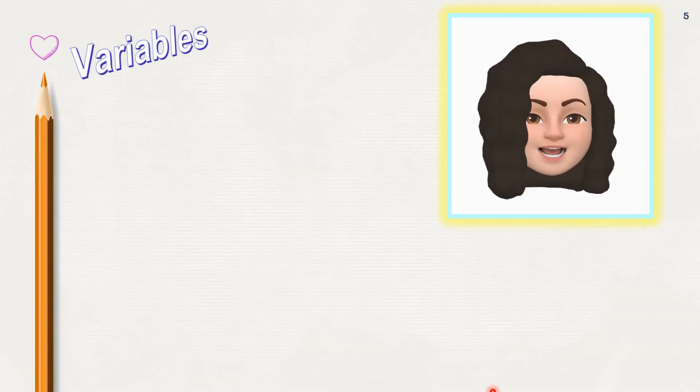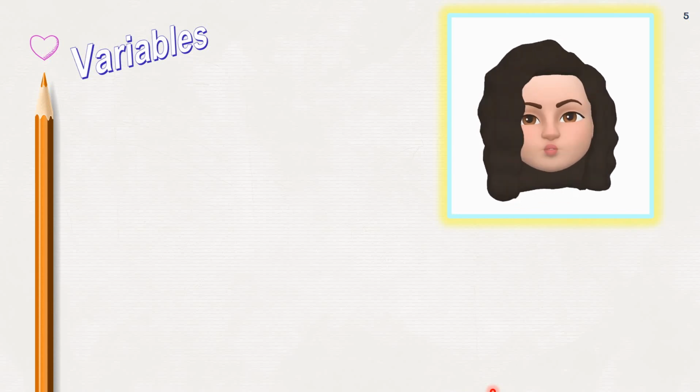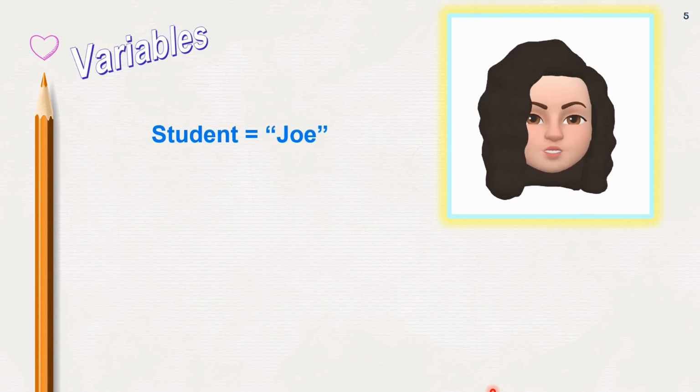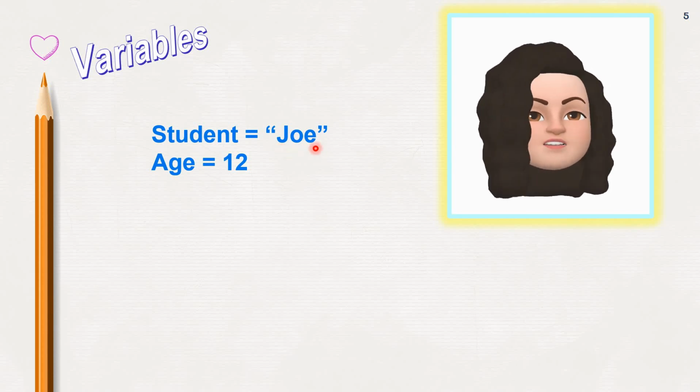Let's try to create two variables, student and age, where the variable student should hold the name of the student and the variable age should hold the age of the student. So how to do this? Student is equal to, within double quotes, you give the name of the student. Here I have given Joe, and age is equal to 12. So 12 is a numeric, integer data type, and Joe is a string. That is, the name should be given within quotes because it is of string data type.